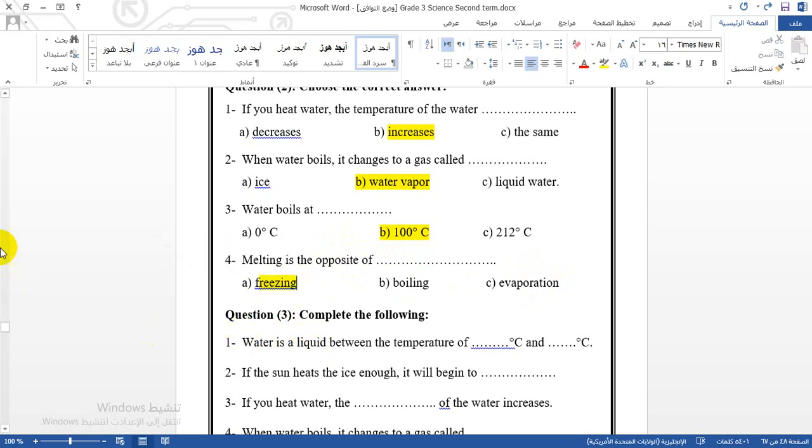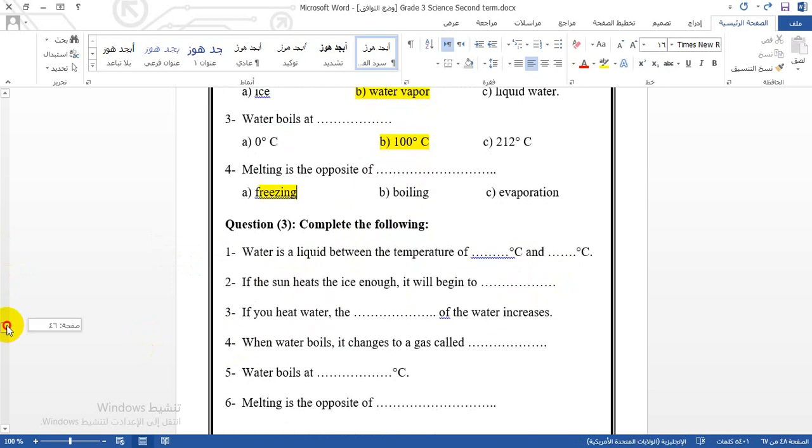Okay, question number 3. Water is a liquid between the temperature of what and what? Okay guys, try to remember. Water is liquid between which temperatures exactly, guys? Did you remember? We mentioned them many times. 0 and what? And 100. Okay, 0 and 100.